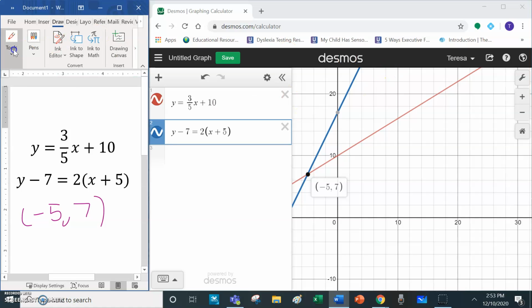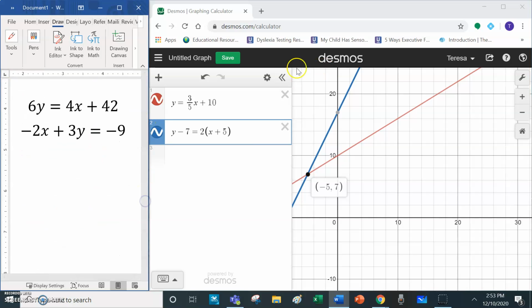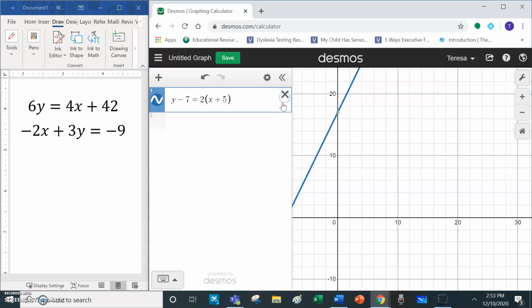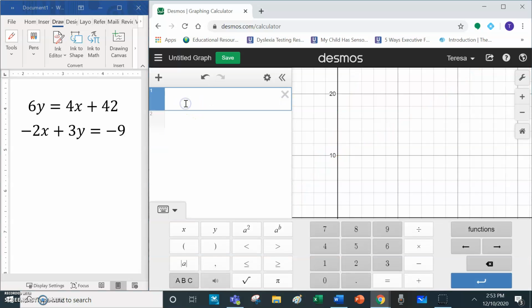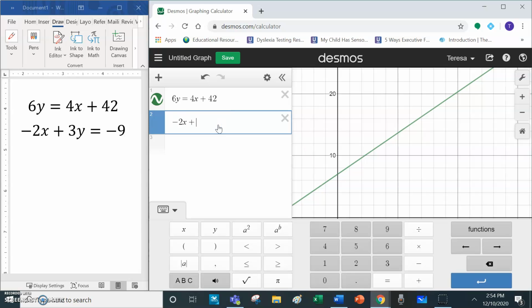So my other example, I have 6x equals 4x plus 42 and -2x plus 3y equals -9, or 6y, sorry. 6y equals 4x plus 42, -2x plus 3y equals -9.